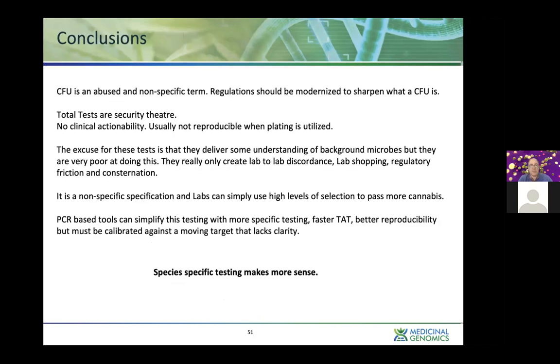So, conclusions: we think the CFU is an abused, non-specific term. Even in the BAM, there is a lot of latitude on what type of plating you can use. And this means people could adopt and lab shop based on labs who use the most stringent plating systems that fail the least amount of material. We think the regulation should be modernized in line with where the FDA and the CDC are going. We believe the desire to keep this grounded in culture, because you believe that's the only way that you can sequence a genome, is patently false and can be shown throughout the literature. That is no longer the case. You can sequence genomes without culture quite readily today.